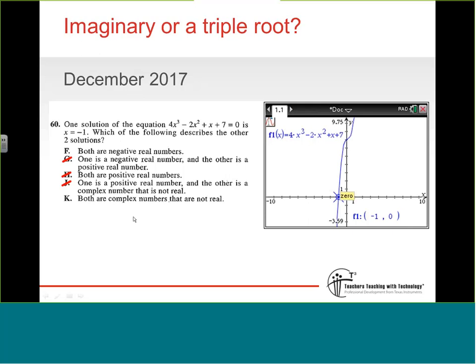But just seeing the other roots, you could easily just see, are there other positive roots, are there other negative roots? And it's a much quicker way of solving a problem like that.